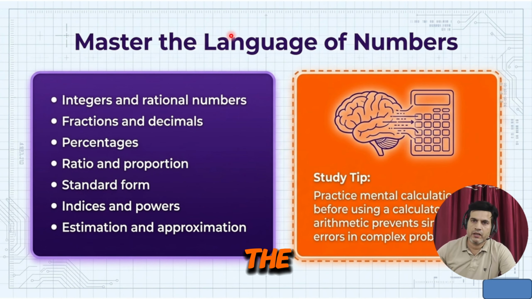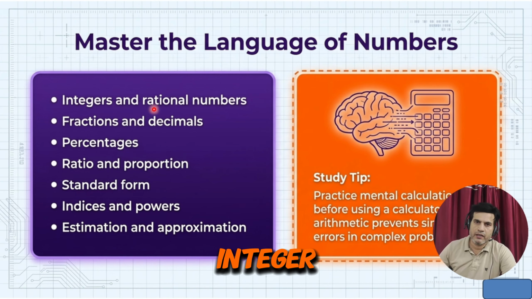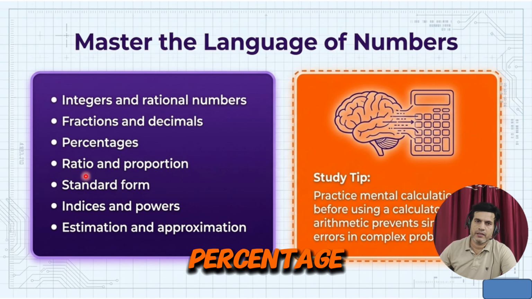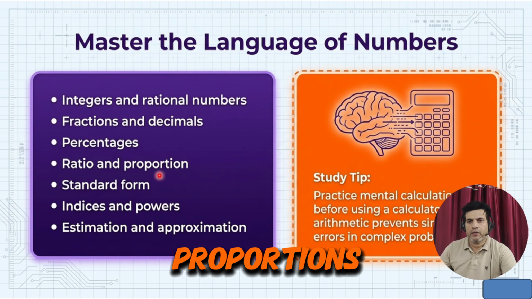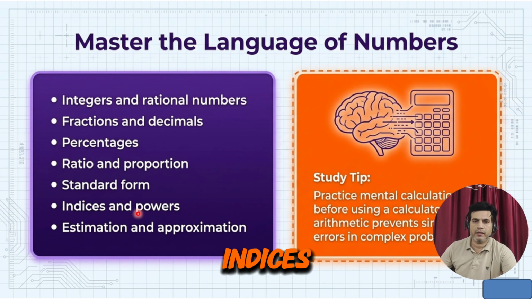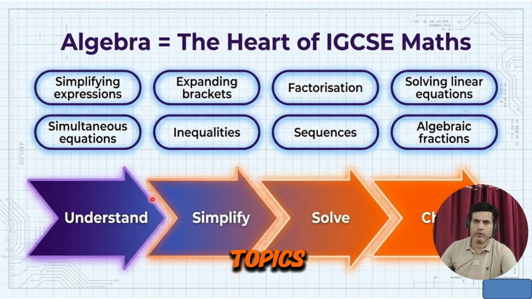So master the language of the numbers like integer, rational number, fraction, decimal, percentage, ratio and proportions, standard form, indices and power, and estimation and approximation. So this is the number chapter that contains these topics.